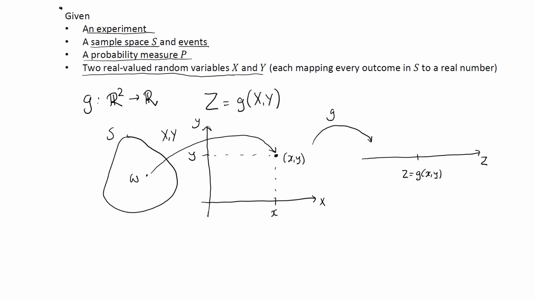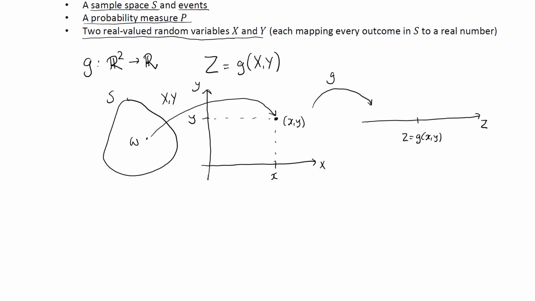Now this happens for every possible outcome in S. So another point here is mapped to another point perhaps here, which is then mapped by the G function to another point perhaps here. So I can simply create the composition and go straight from omega to the Z value, and this is my Z random variable. It will map every outcome in S to a real number along the z-axis.